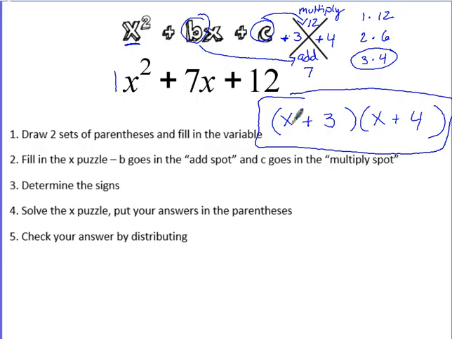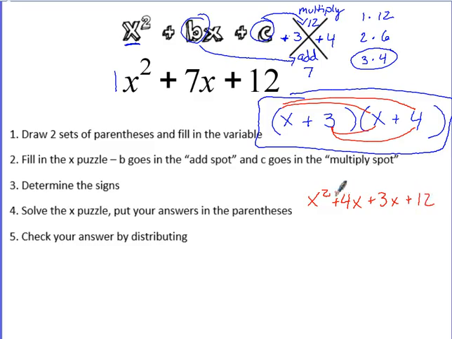So let's check if I distribute this, will I get x squared plus 7x plus 12 as my answer. First thing I'm going to do, let me get a different color. I'm going to distribute my x's. So x times x is x squared. X times 4 is 4x. Then I also have to distribute the 3. Remember, this is double distributive. 3 times x would be 3x. 3 times 4 would be 12. And I have my like terms here that I need to combine. So I get x squared plus 7x plus 12. That matches my original problem, so that means I factored this correctly.